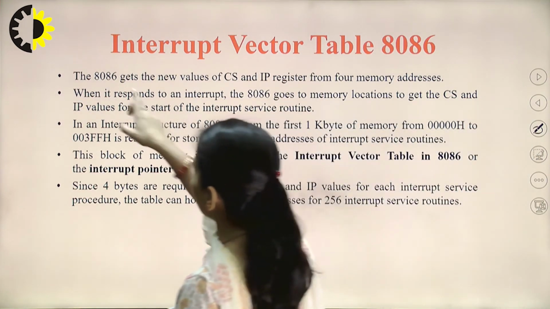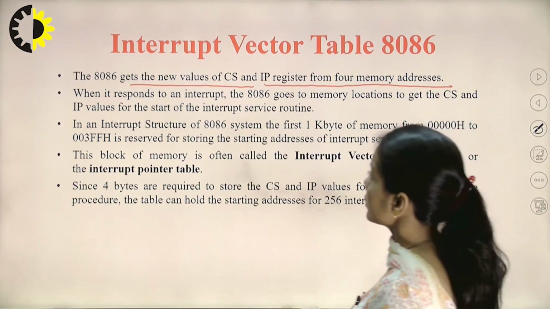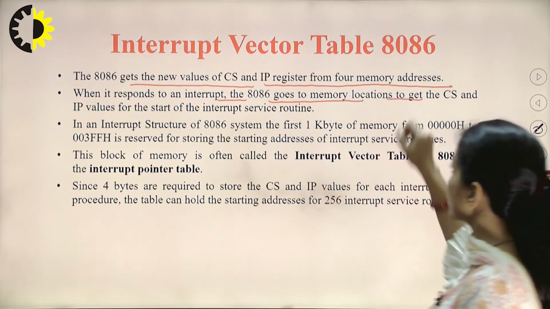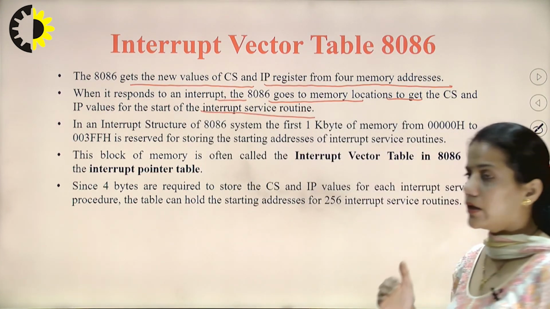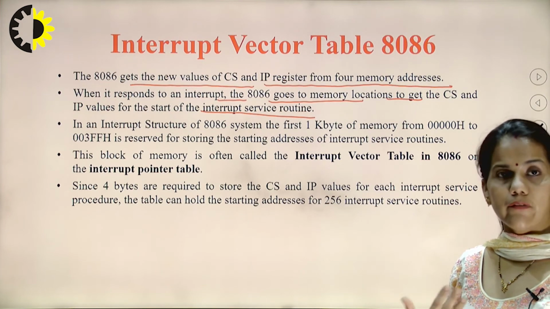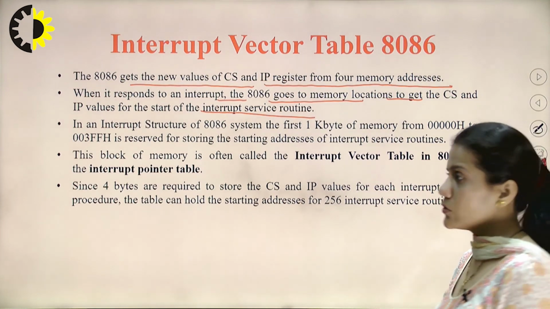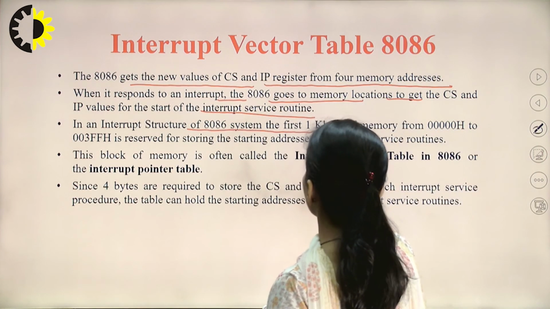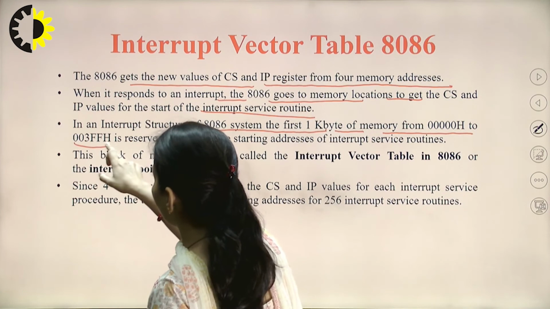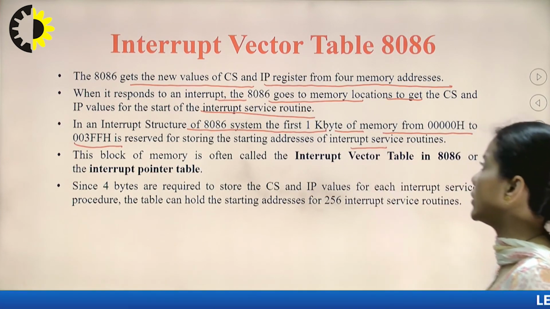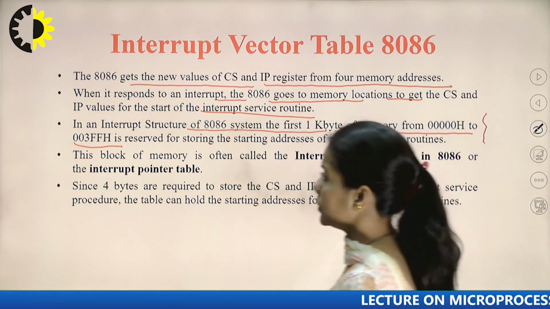So we see that the 8086 gets the new values of CS and IP registers from 4 memory addresses. When it responds to an interrupt, the 8086 goes to memory locations to get the CS and IP values for the start of the interrupt service routine. For every interrupt, there is an interrupt service routine located at a definite address. In the interrupt structure of the 8086 system, the first 1 kilobyte of memory from 00000H to 003FFH is reserved for storing the starting address of the interrupt service routine. So this is the address range allotted to the interrupt service routines.